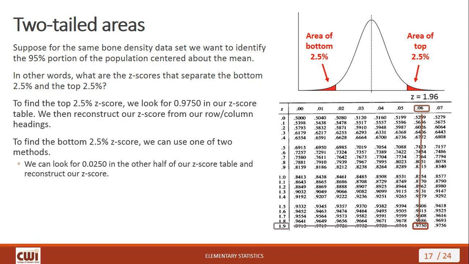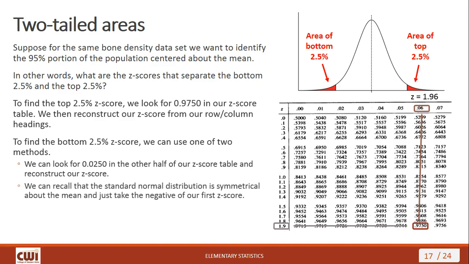The other way to approach this problem is to recognize that the standard normal distribution is symmetrical about the mean. So we've got the same area under the curve, so that means the z-score for the top portion is going to be just as far away from the mean as the z-score from the bottom portion, because the two halves are mirror images of each other. So all we have to do is just take our first z-score and change the sign. So we get negative 1.96.